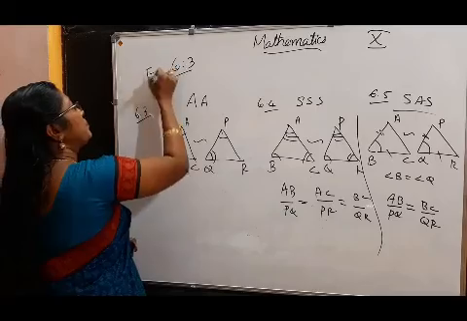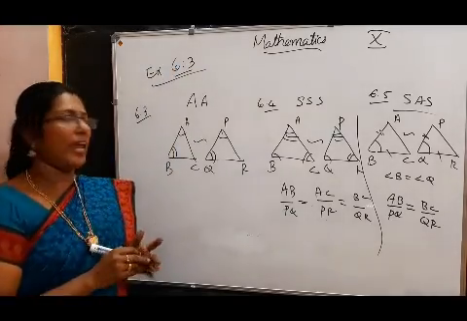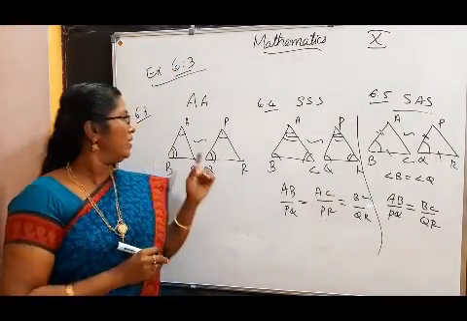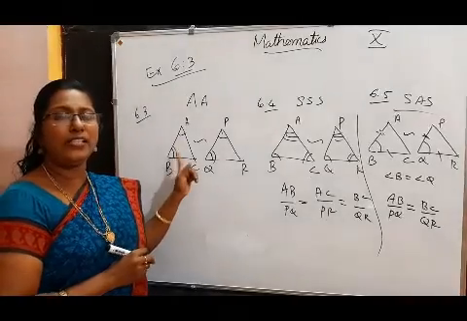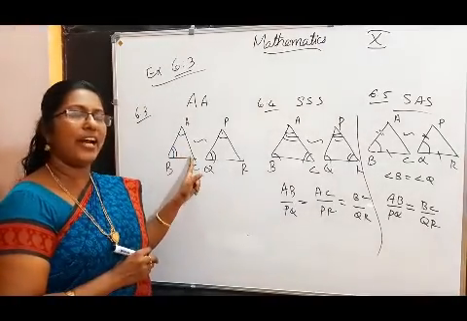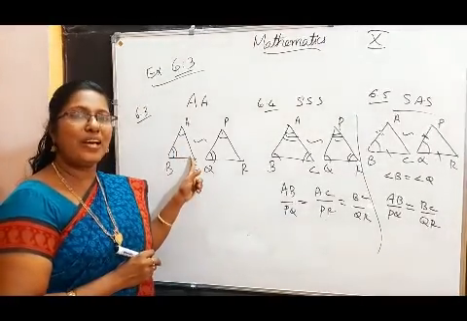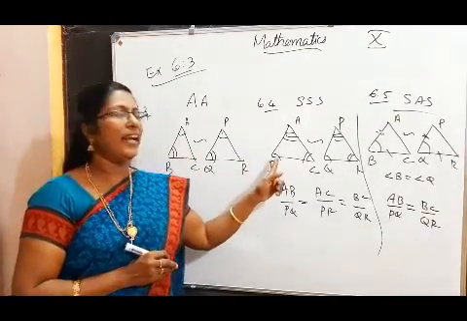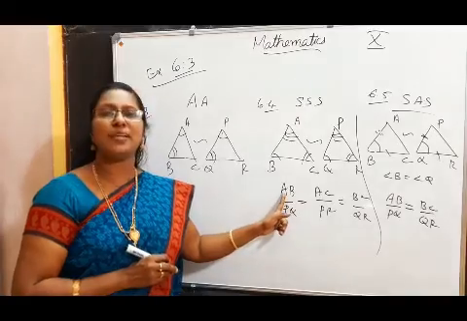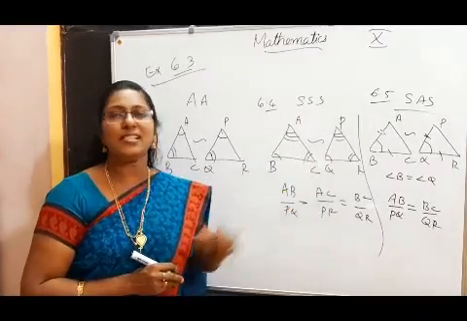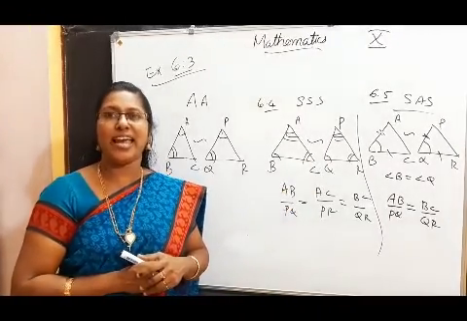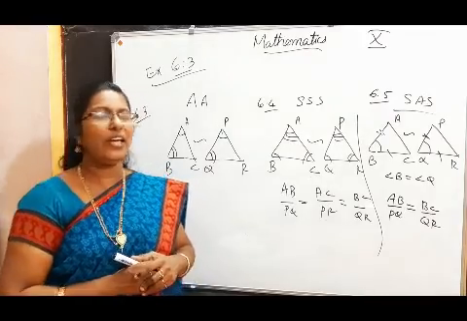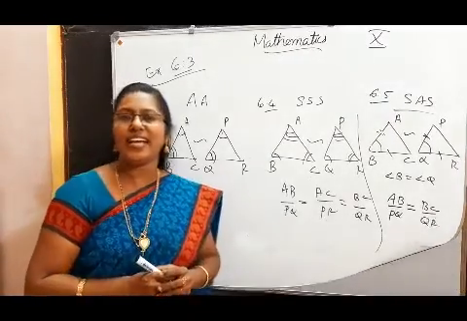The first one, the AA similarity criterion: at least two angles. The third angle is also equal because the sum of three angles of a triangle is 180 degrees. Here, SSS similarity criterion. This is side angle side, SAS similarity criterion. Okay. Let us start the exercise.